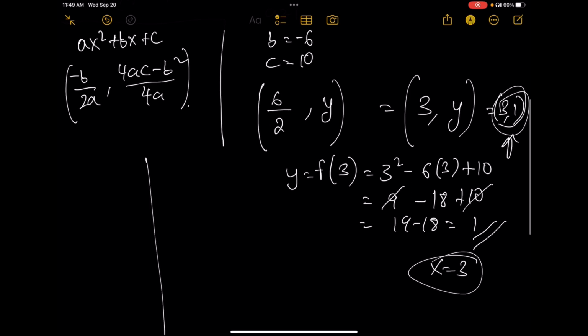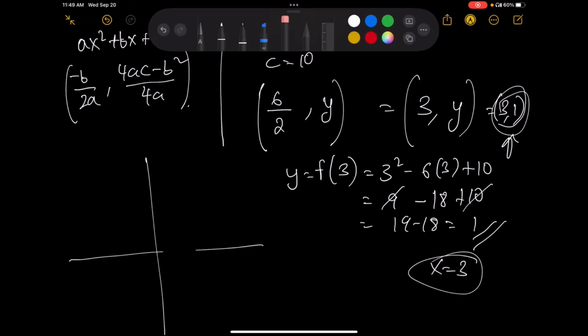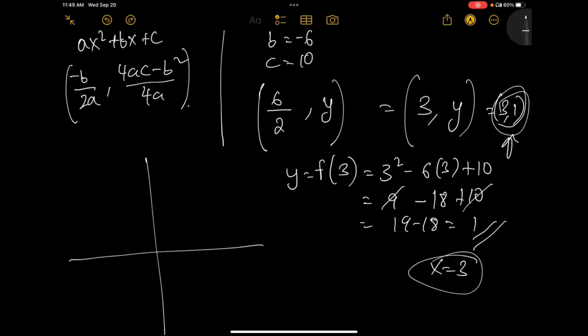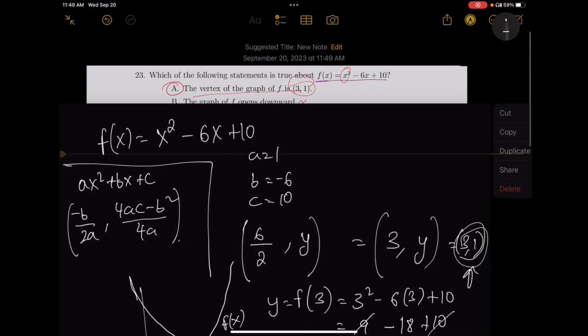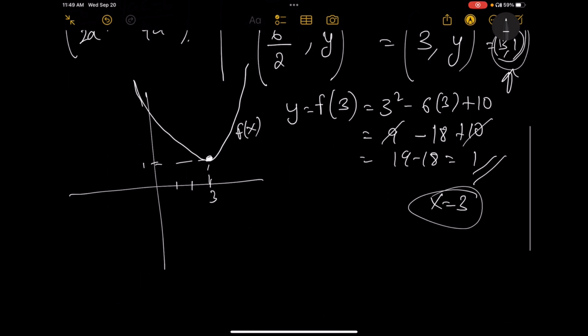To answer this, what do we do? First, we plot the point where the vertex is. 1, 2, 3, 3, 1: the vertex is here. Then the graph of the function opens upward. This is f of x. Okay. Now, f of x greater than or equals to 2 for all x in the domain of the function f. Is this true?